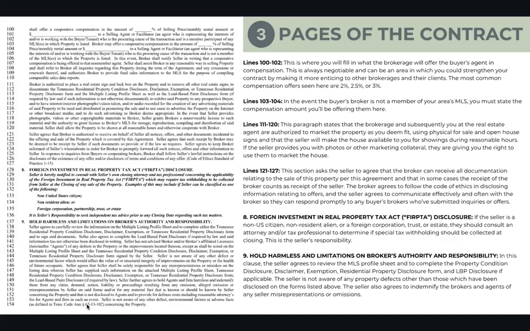Number 9, hold harmless and limitations on broker's authority and responsibility. So in this clause, the seller agrees to review the MLS profile sheet and to complete the property condition disclosure, disclaimer, exemption, residential property disclosure form, and lead-based paint disclosure if applicable. The seller is not aware of any property defects other than those which have been disclosed on the forms listed above. The seller also agrees to indemnify the brokers and agents of any seller misrepresentations or omissions.